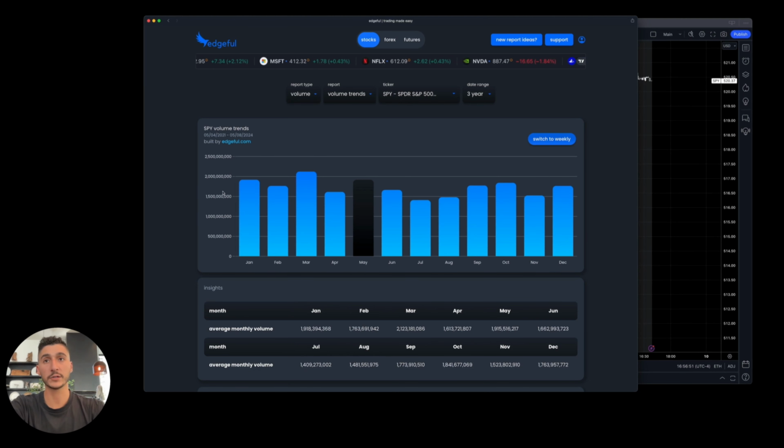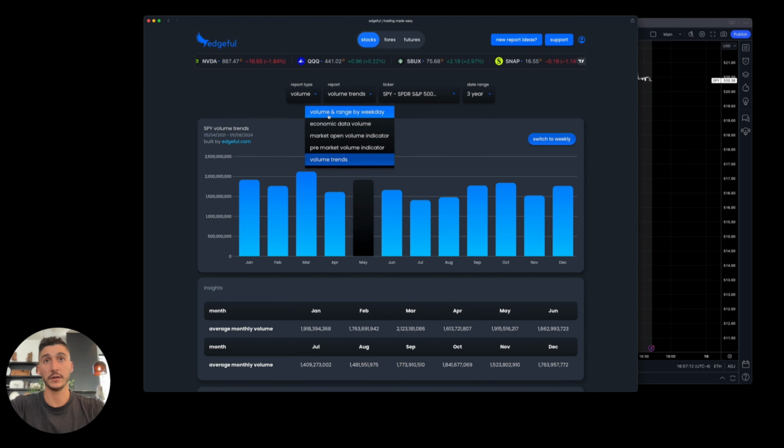So you want to focus on trading the higher volume months, or you want to maybe be sizing up on the higher volume months and maybe sizing down on the lower volume months, or maybe pulling in your profit targets a little bit on the lower volume months like this. So that's how you can use the volume report type as an options trader on edgeful.